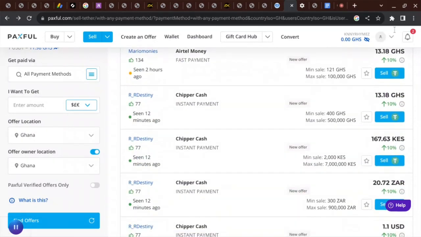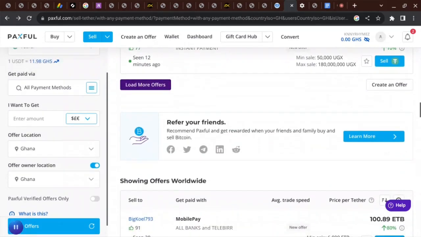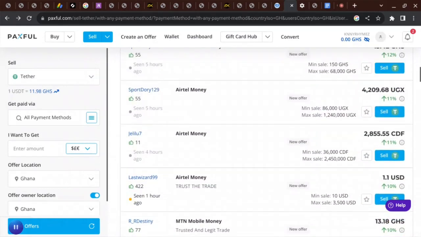You see, even if you do trade with this person, you still make profit, because you spent 12 Ghana cedis per one USDT. So you still make profits from it. You see. Yeah, so I think I'm done.